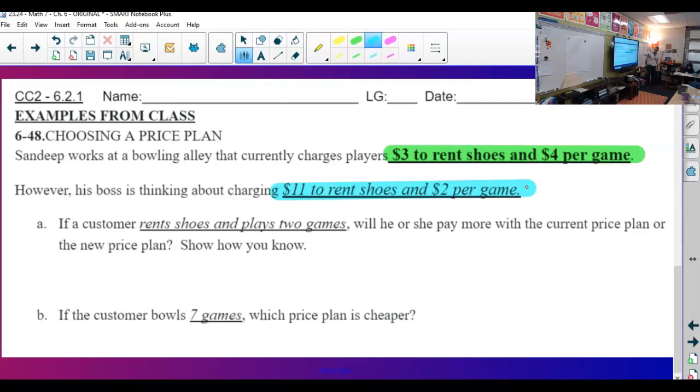So I want you and your partner to work to answer these 2 questions in A and B. If a customer rents shoes and plays 2 games, which plan is better? If the customer rents shoes and plays 7 games, because you always have to rent shoes, right? You gotta do the shoes. I know when we went with school we didn't have to, but other times they make you do the shoes. All right, chat with each other. What plan is cheaper for each different day?